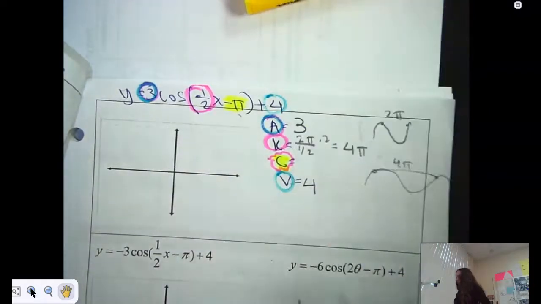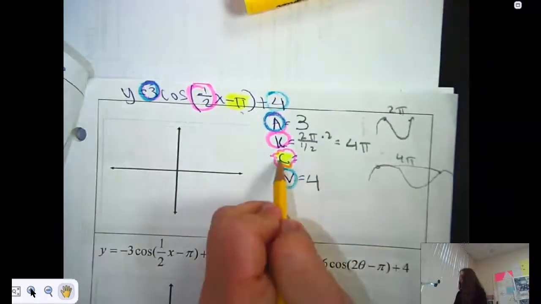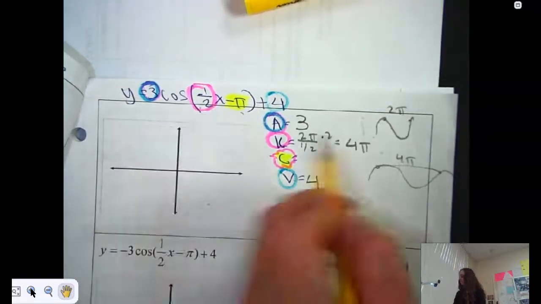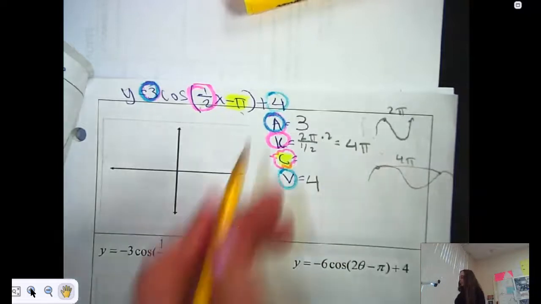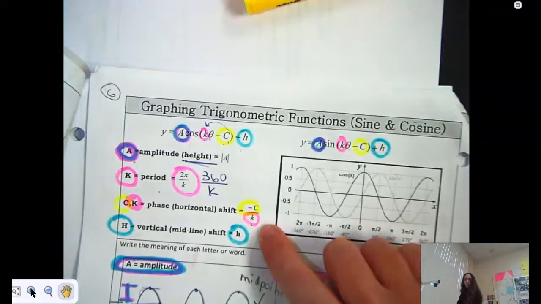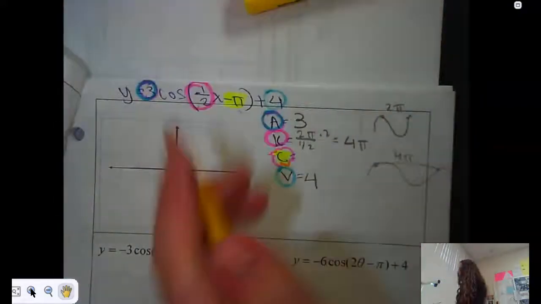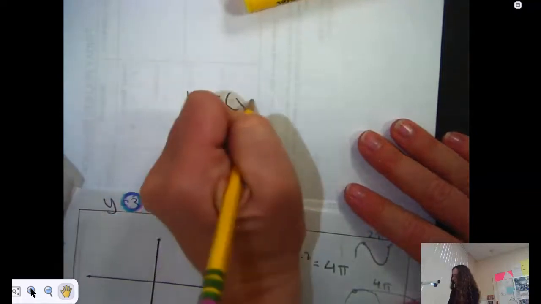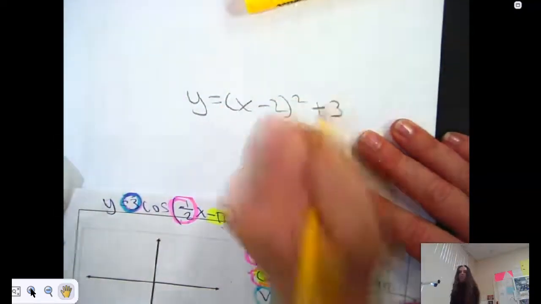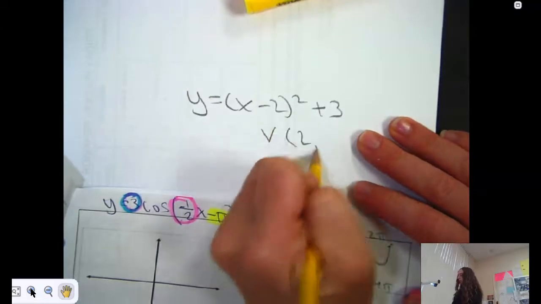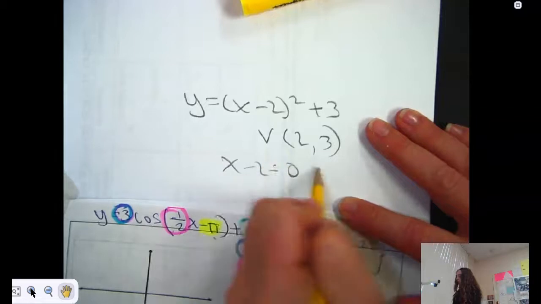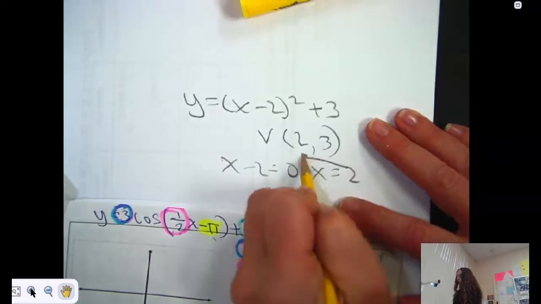Okay. And then now this. I put a little pinker on this because if your period is different than your normal 2 pi or 360, then you have to divide it. I have that in these cute little notes here, if you look right there. Okay. And let me explain what I mean. Let's say I had this. I bet you would agree the vertex is 2, 3, because when you set x minus 2 equal to 0, you get x equals 2, and that works.